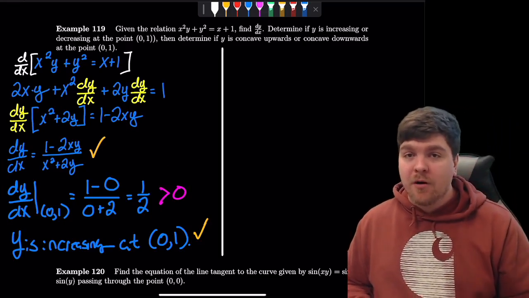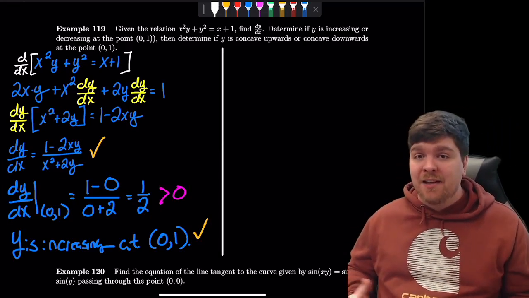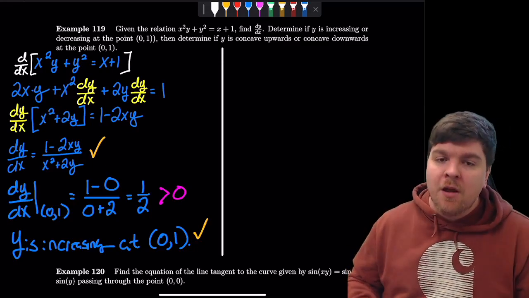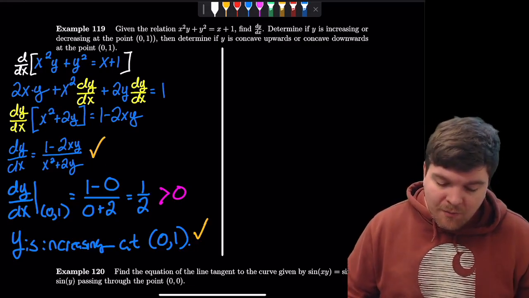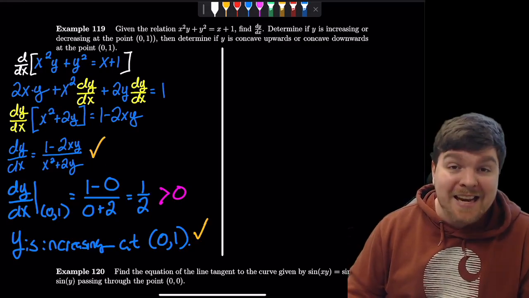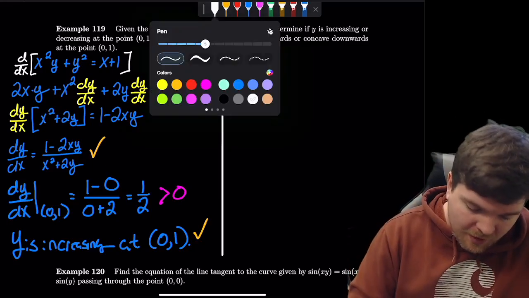The last part of this question asks us about the concavity of y. So basically, how is this curve behaving? Is it concave upwards or is it concave downwards at this point? And remember, concavity comes from the second derivative. So here we're going to want to go ahead and take the second derivative of our function.